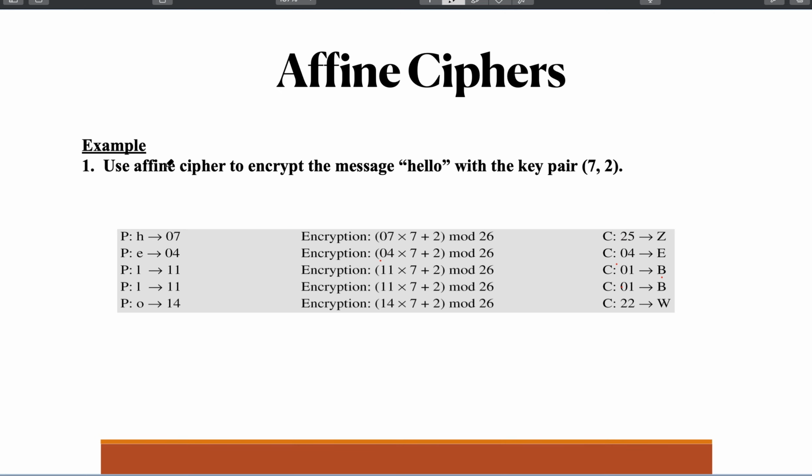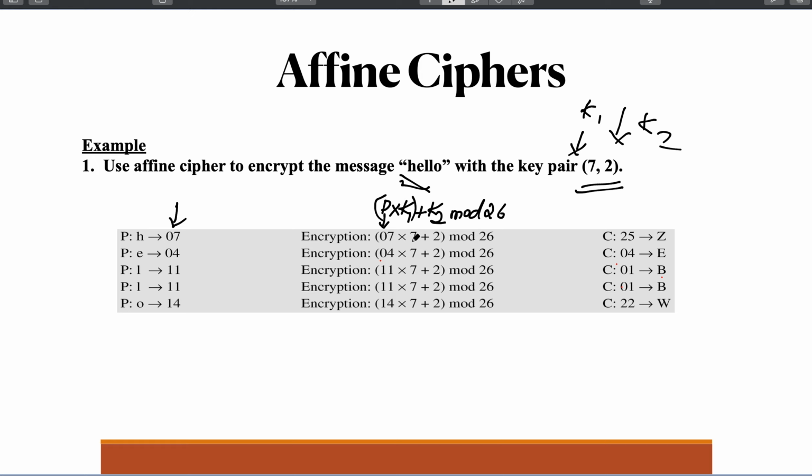Let's see a small example of how the affine cipher is used to encrypt the same message HELLO with a key pair. You obviously need two keys. So 7 is K1 and 2 is K2. You have the integer representation of those alphabets. The first step is to multiply the plain text by the first key K1. Then you add the second key, K2, to this result, and then take mod 26. That is what is happening here.